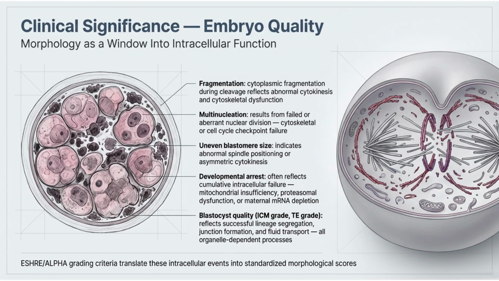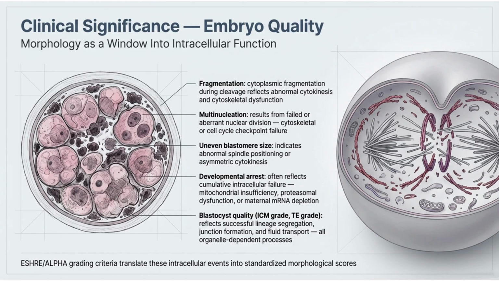Unequal blastomere size at the 2-cell or 4-cell stage reflects asymmetric cytokinesis. The cleavage plane was not correctly positioned at the cell equator, resulting in blastomeres of different volumes. This can be caused by aberrant spindle positioning, defective motor protein function, or compromised cytoskeletal mechanics.